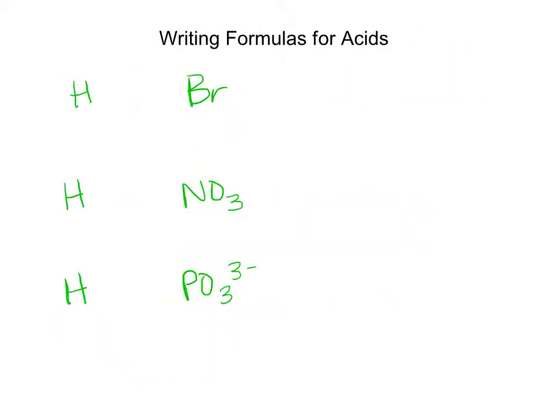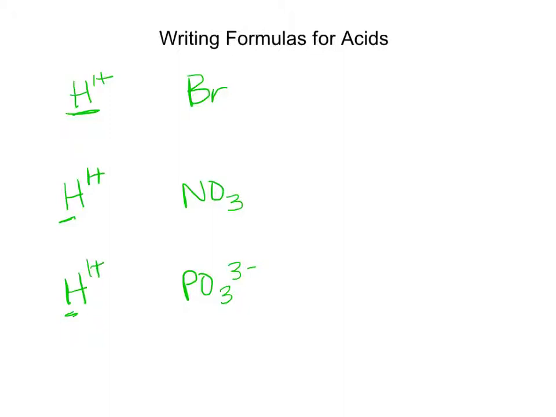Now when you write the formulas for acids, you do it just the same way that you would for writing ionic compounds. The charges have to cancel. So we're always going to know it's an acid because it's got this H out here in front, and the charge on hydrogen is always going to be 1+. Well, at least for acids for right now.